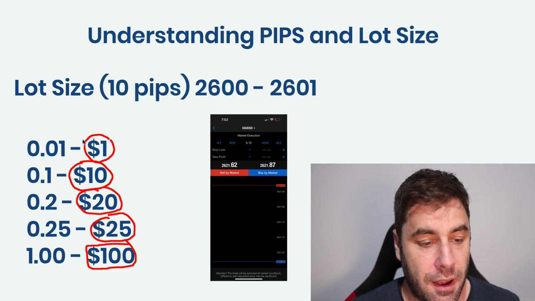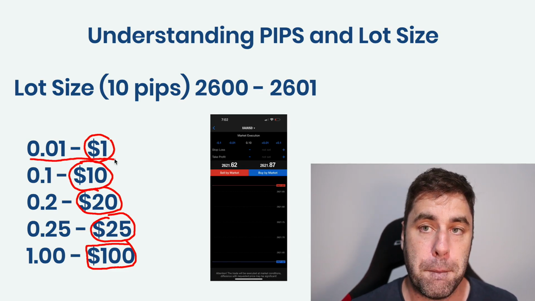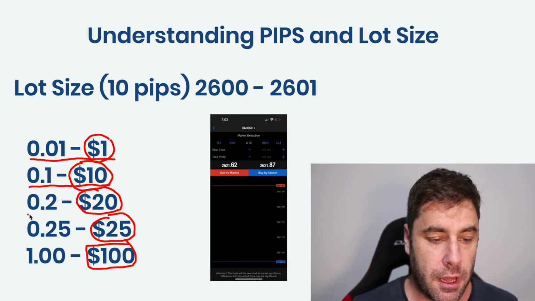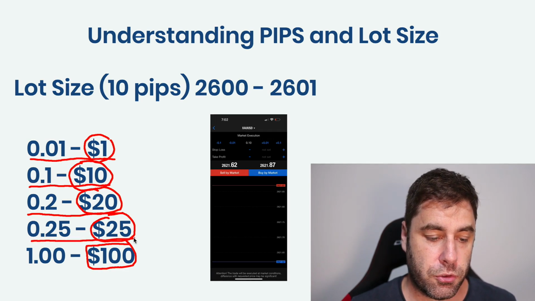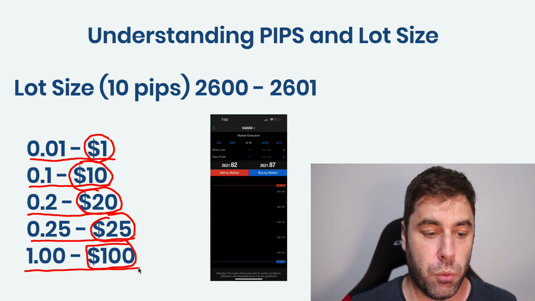So every time the price, for example, here moves 1 pip, we make 10 cents or lose 10 cents. This one here, we make or lose $1. This one here, we make or lose $2. This one here, we make or lose $2.50. This one here, we make or lose $10. That's how it kind of works.